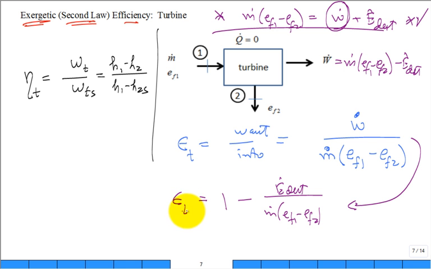Professor, this is a lot to memorize. No, it's not. Hopefully this all makes sense.